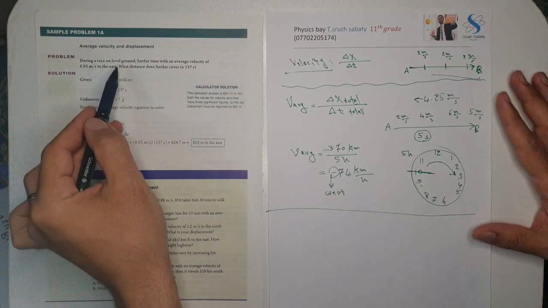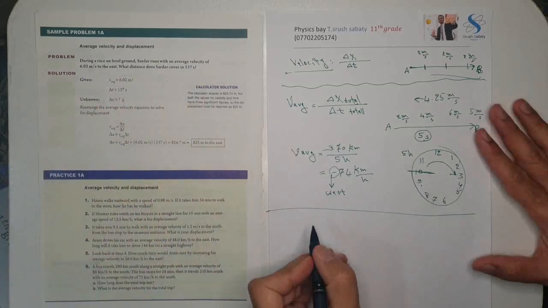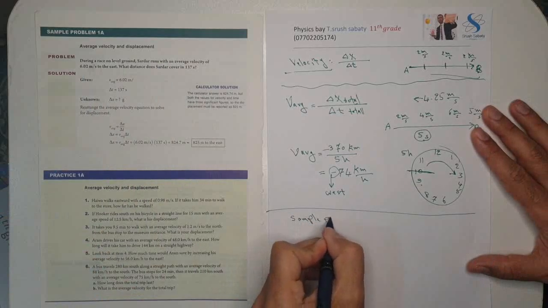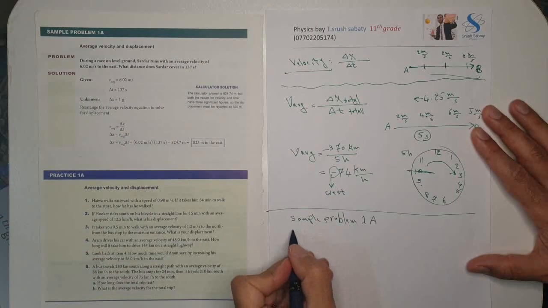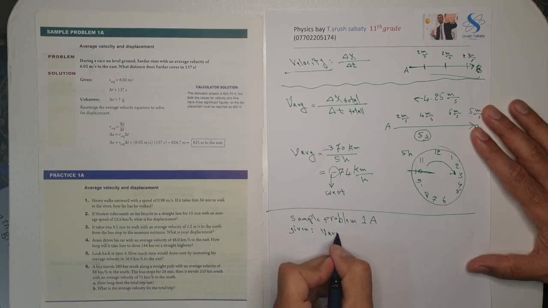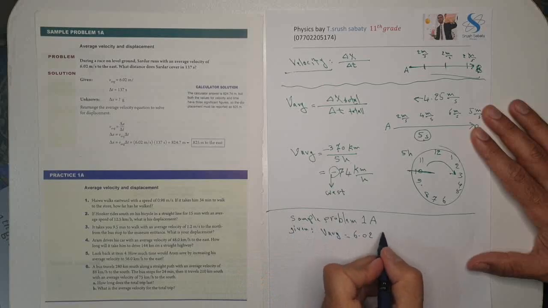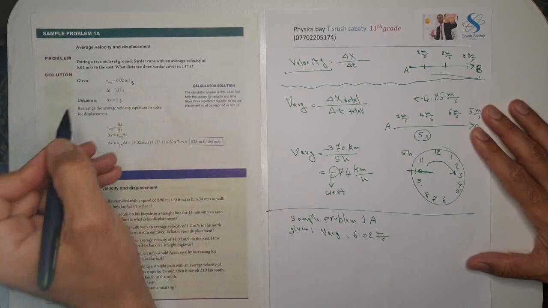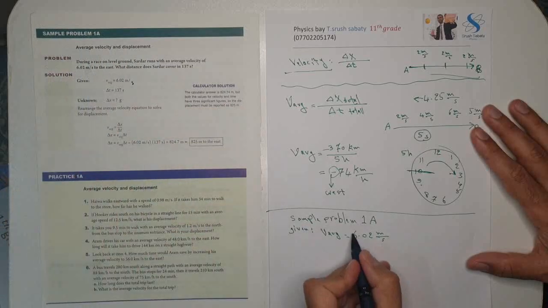During a race on level ground, a runner runs with an average velocity of, so a sample problem 1a. Given: V average is equal to 6.02 meter per second. This is meter per second, it's a mistake, okay, it's wrong. And to the S, so it's positive.